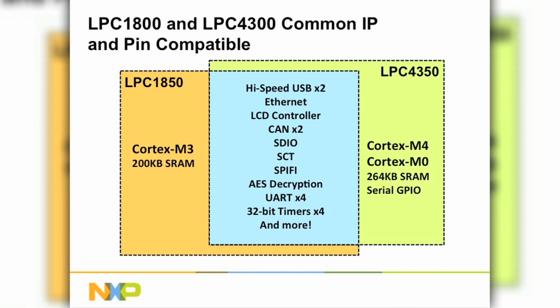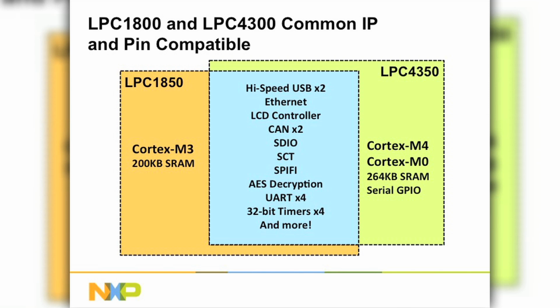It has the high-speed USB, it has the PHY. It actually doesn't have the serial GPIO. It has slightly less memory. Other than that, they are pin-compatible choices for you, which makes it nice from a platform point of view. You can start with one, and if you need more performance, drop the other one in.